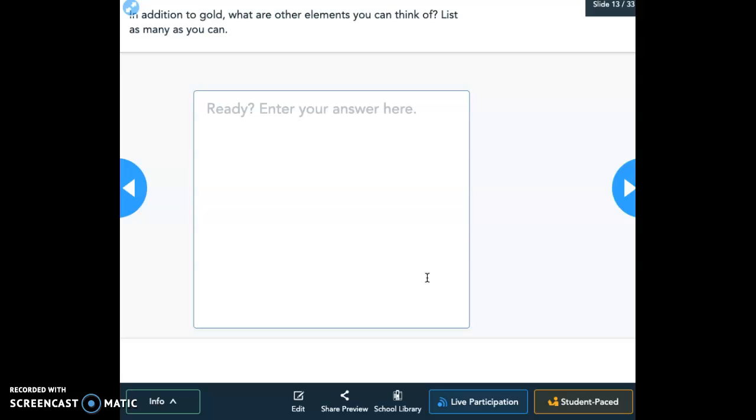And then in addition to gold, what other elements can you think of? List as many as you can. So what elements can you think of, boys and girls? And then take a moment to list them here.